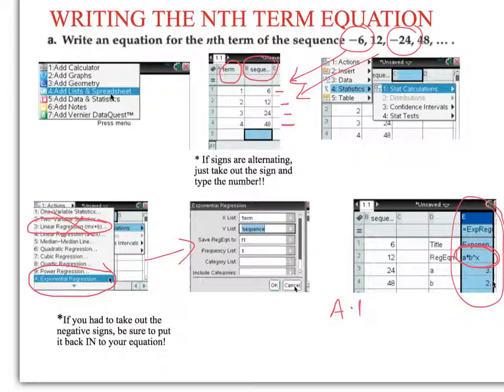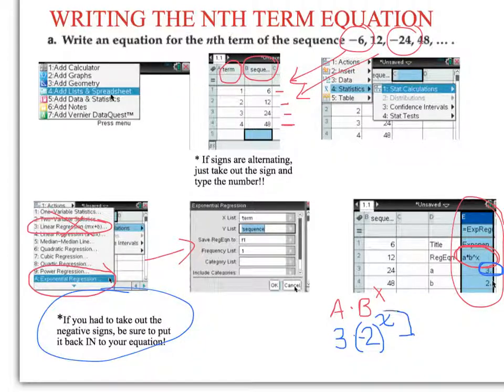If you notice, right here, it tells you the equation that you want. A times B to the X power. So here, our equation, if we're going to take A from here, from our chart, A is 3, B is 2, and then to the X power. Now, since I took out the negative signs, I'm going to put them back into my equation. So I'm going to make that 2 negative, and that is my final equation.